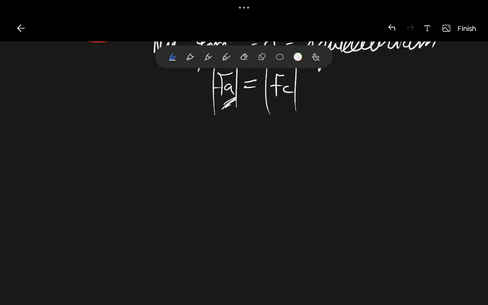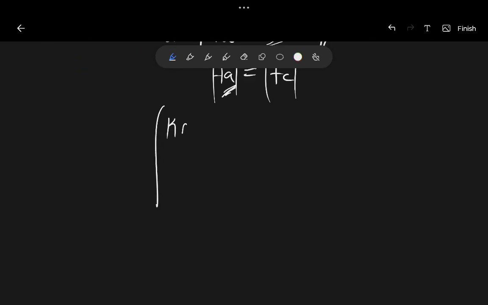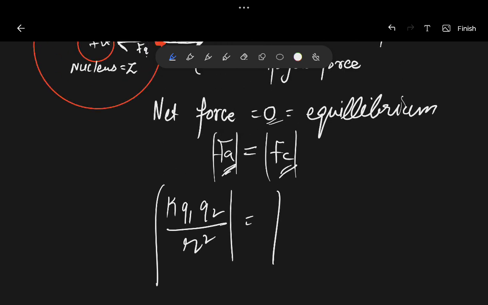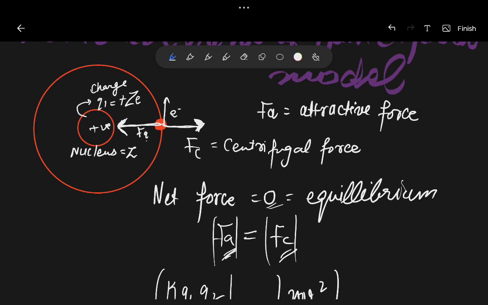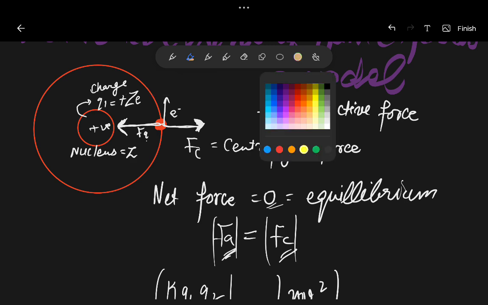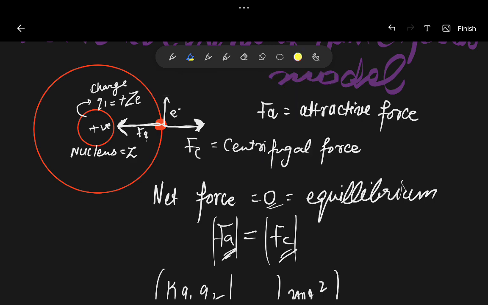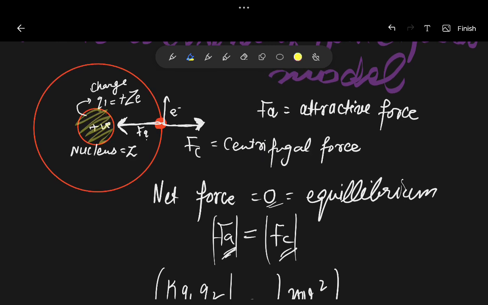Okay, so now let's write it right inside it. K Q1 Q2 upon R square is equal to, now I just told you about the centrifugal force or the circular force, which is equal to mv square upon R. Are you getting what I'm trying to say? Alright, so now as you know, this Q1, let me just show you. Let's try the color. So this is the Q1, and this is the Q2.